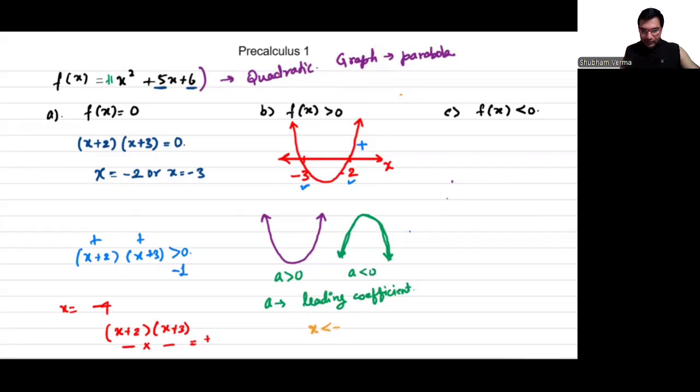When x is less than -3 or when x is greater than -2. Yes or no? So the same thing, right? We can also write in terms of union. So x belongs to, in terms of interval: minus infinity to -3, union, -2 to positive infinity. These are called open brackets, where -2 and -3 are not inclusive. So this is the inequality, and this is writing the final answer in terms of your interval.